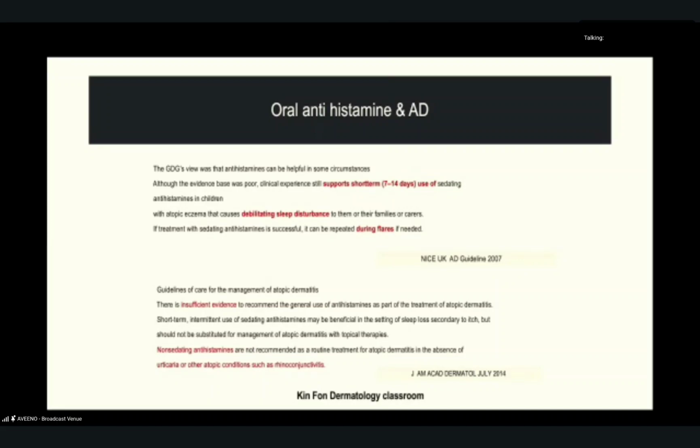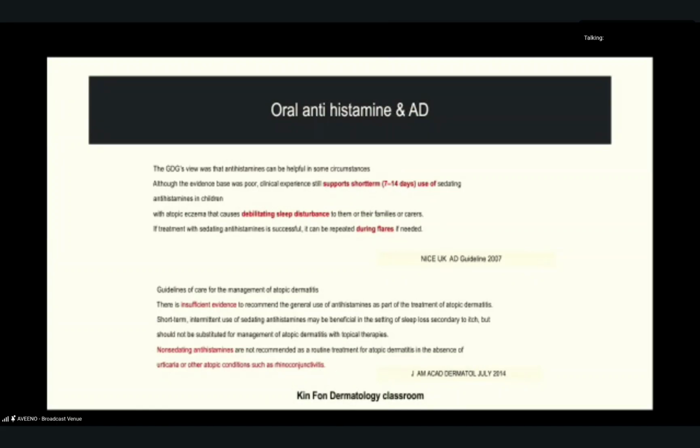This is not my recommendation. In fact, it's what is recommended by most of the international guidelines. You want to use a sedating antihistamine, it's okay, but don't use it to manage chronic itch. Only during the acute eczema itch, for 7 to 14 days, you can consider using it for short term. Or you can use a non-sedating one when the patient has 2-in-1 or 3-in-1.